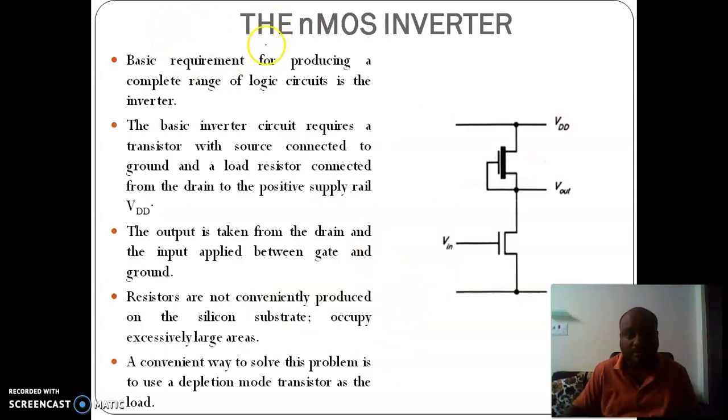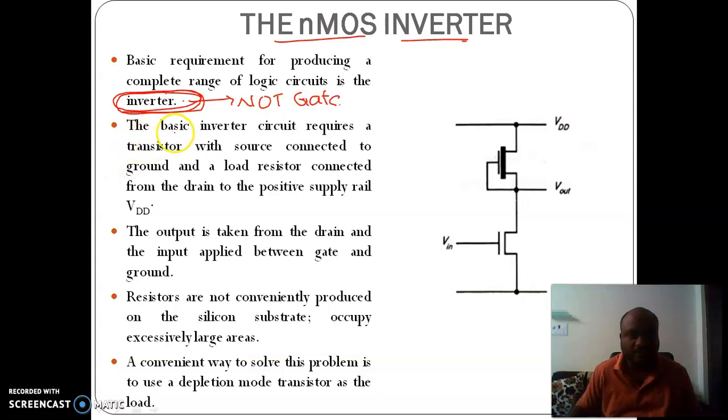So basically, the nMOS inverter. What is an nMOS inverter? The basic requirement for producing a complete range of logic circuits is the inverter. That should be known. For any range of logic to be generated, the basic requirement is an inverter, or otherwise we call it a NOT gate in digital logic.